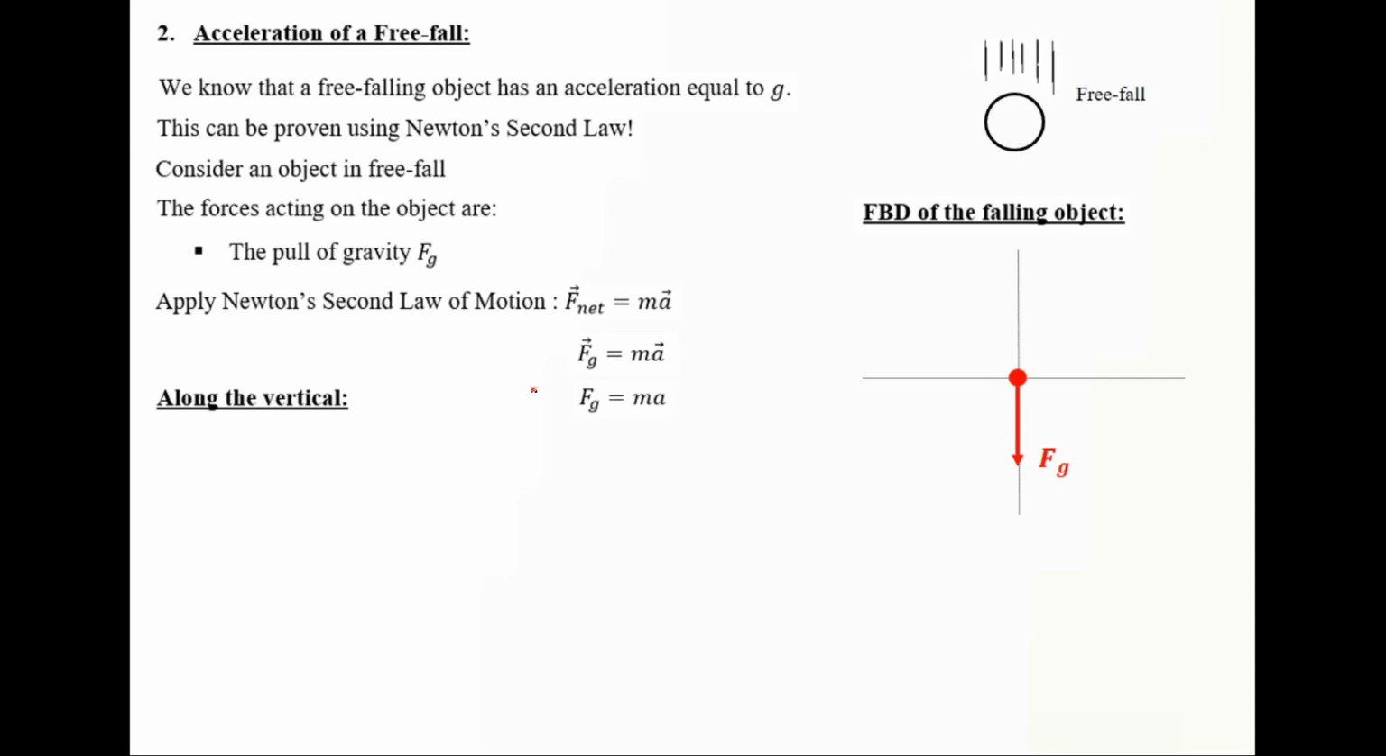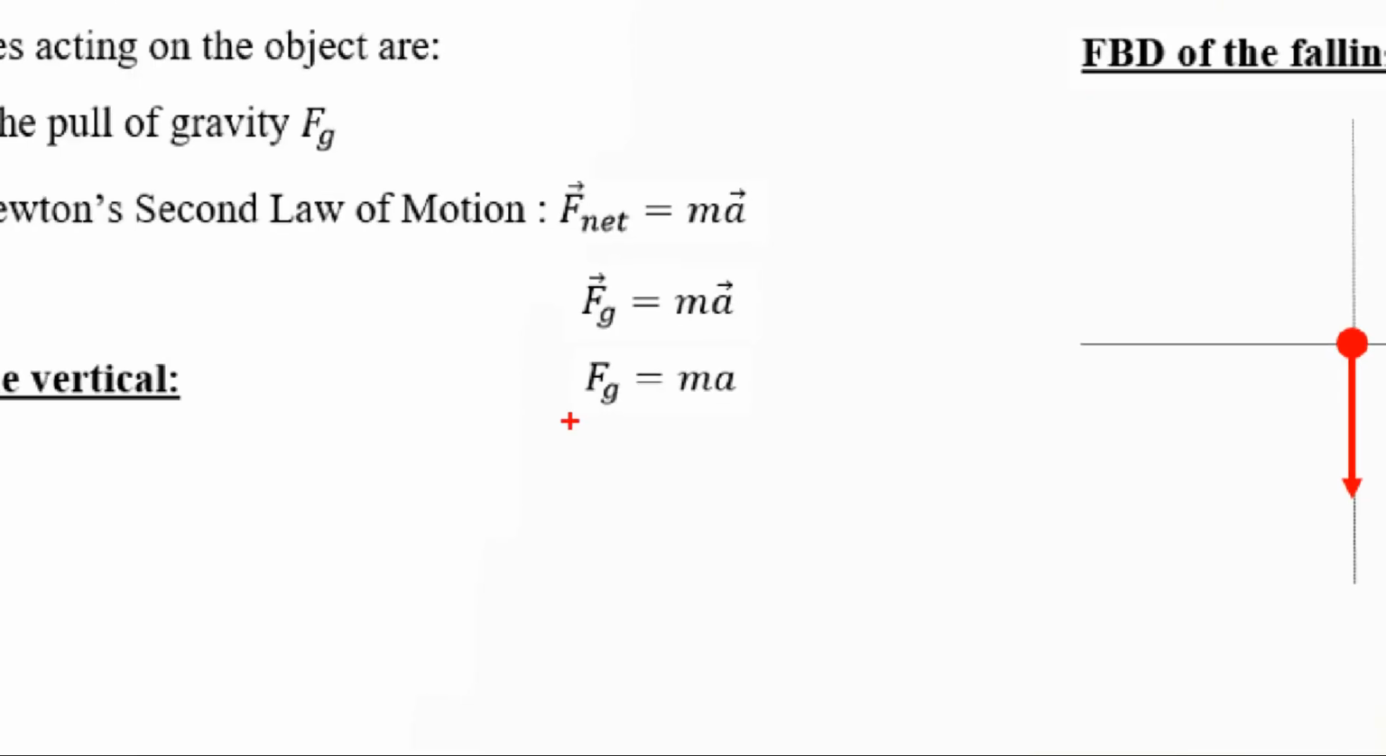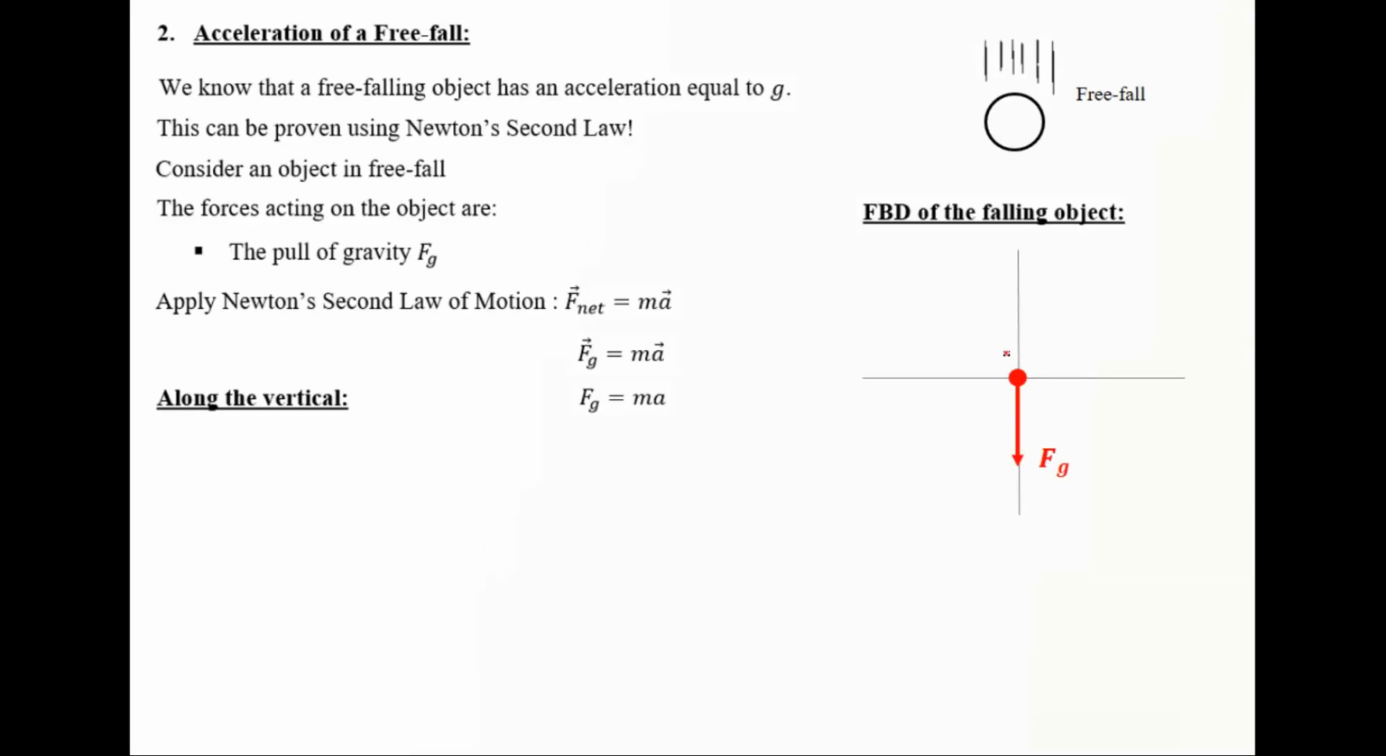That would be Fg is ma, and Fg would be replaced by plus Fg since the positive direction is down. And we know that Fg can be upgraded into mg. m and m cancel, and simply the acceleration would be given by g. And by that we have proved that the acceleration of a free fall body is simply given by the gravitational field strength g.